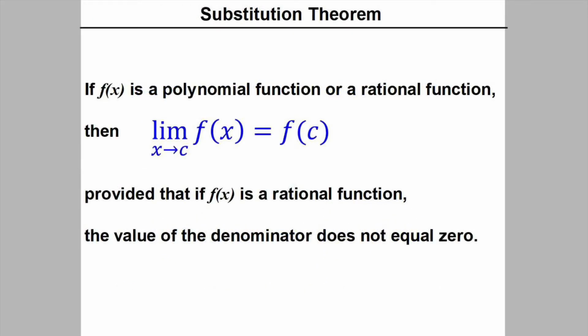Substitution theorem. This is going to be one of our main talking points today. If f of x is a polynomial function or a rational function, then the limit as x approaches c of f of x is f of c. Hence the name substitution theorem. Provided that if f of x is a rational function, the value of the denominator is not equal to 0. So if we got a rational function, anything that you can write as a fraction, as long as that denominator is not equal to 0, then we can do this. Which is a big ordeal in the upcoming lessons.